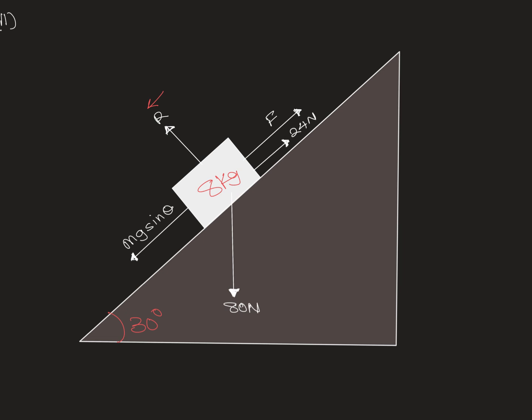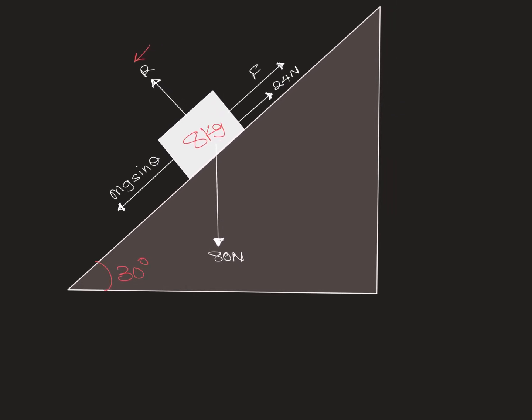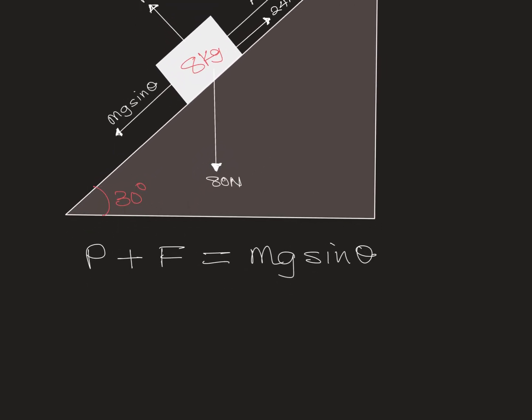Is the body still in limiting equilibrium? Yes, because acceleration has not been mentioned in the question. But in that case, what will be our equation? If you remember Newton's third law of motion, for every action there is an equal and opposite reaction. So the total forces acting up the plane must be equal to the force acting down the plane. We can say that P, which is the applied force, plus the frictional force is equal to mg sine theta. The applied force P is 24 newtons.